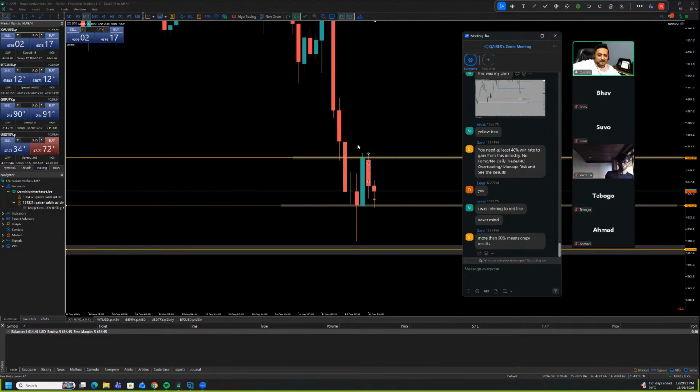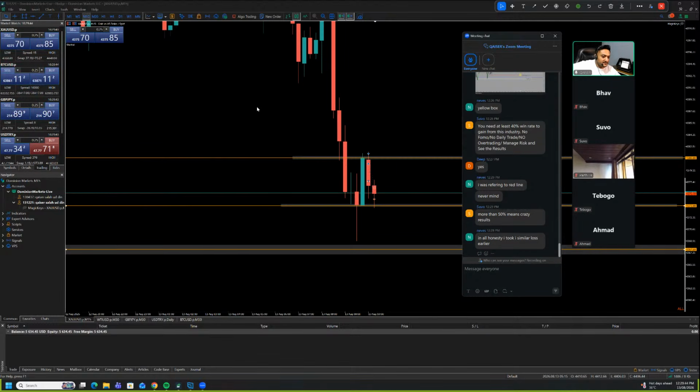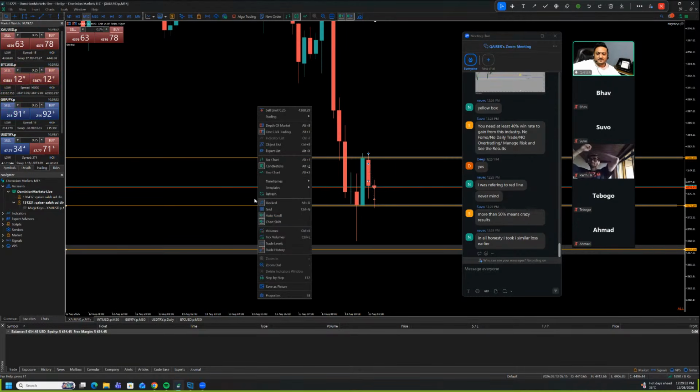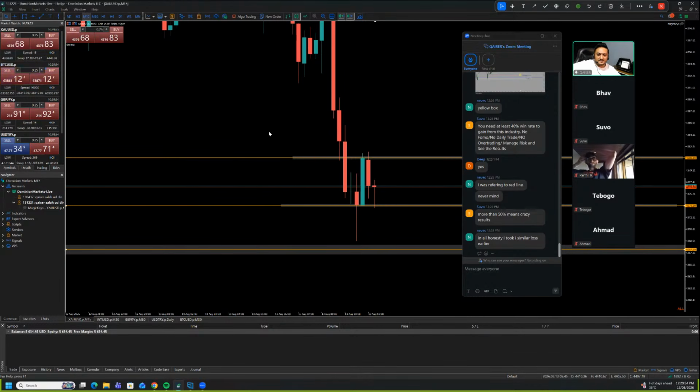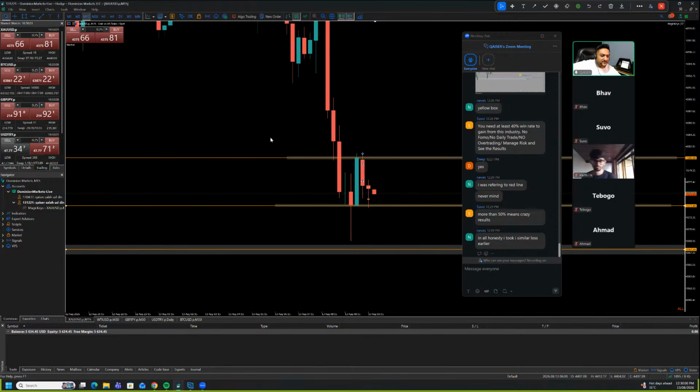I was referring to the red line, never mind. Okay, so you're just waiting for this one. Okay, it's totally your plan, buddy. More than 50% means crazy results. Yes, if you are good with the, actually, it will be easy to get like a 50% profitability ratio. It will be easy. It's a Thursday. I knew I could easily recover this loss and make some money.